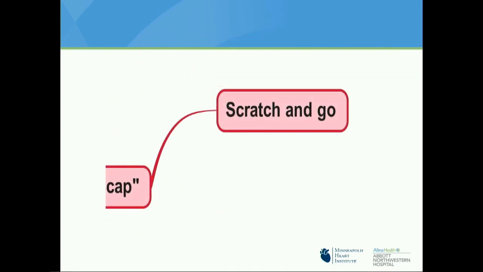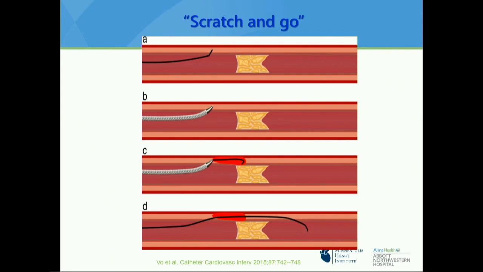Number one is scratch and go, as Stefan already pointed out, where a wire is used to get started somewhere in the plaque up there. Generally, it's a very high penetration power wire. You get it going just a little bit, bring your microcatheter in there, and then use a softer, more knuckleable wire that will then be able to advance and knuckle past the lesion.